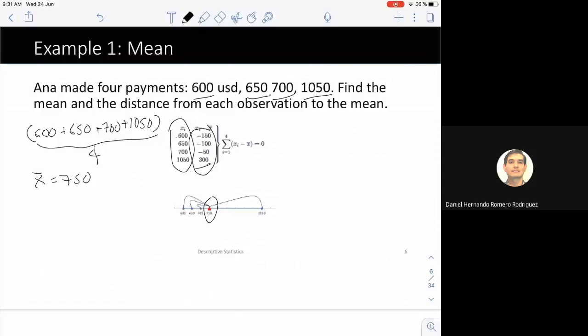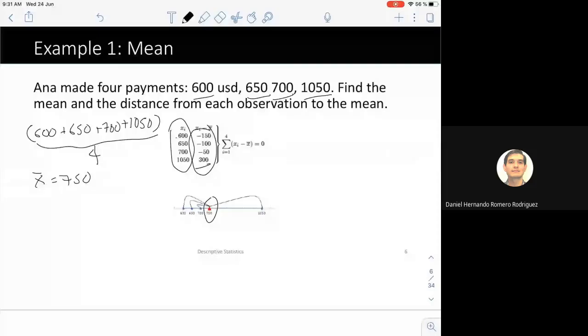So this example highlights that property. It also shows one weakness of the mean value. Please note here that most of the observations are below the mean value. There is only one observation that is above the mean value. So the problem is that the mean gets easily affected by extreme values.